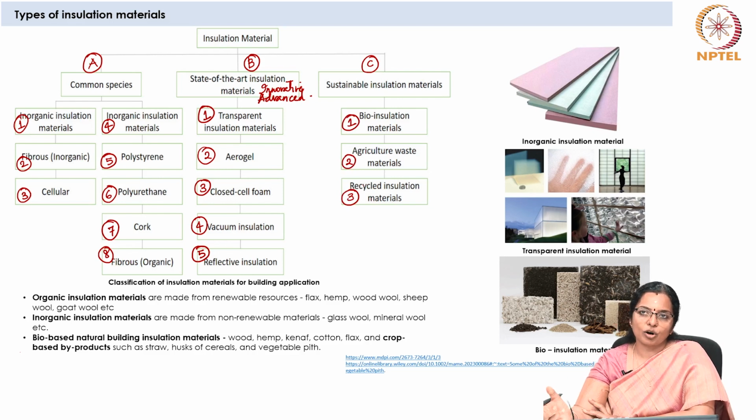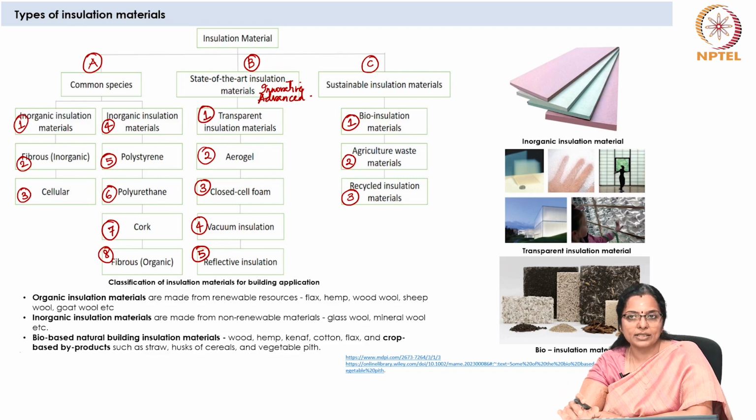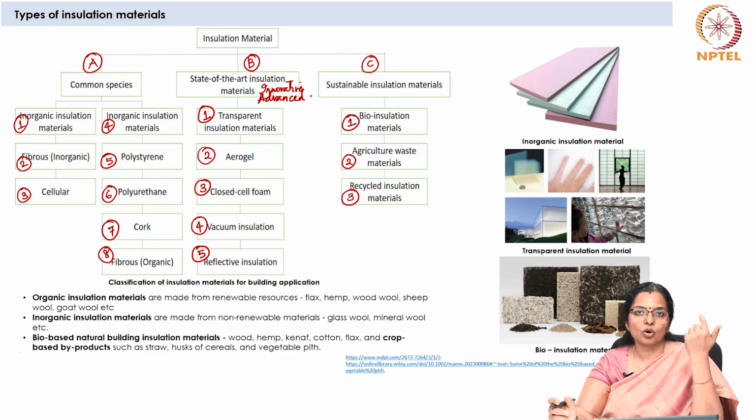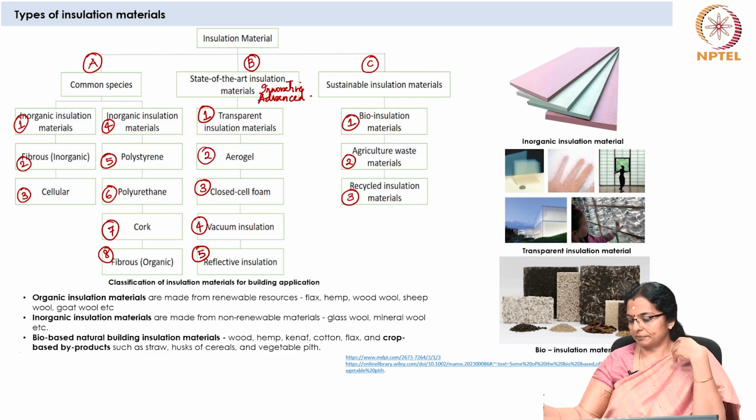So, materials from organic insulation include wood wool or flax or sheep wool, hemp, goat wool, and other renewable resources. Whereas non-renewable materials could be glass wool, mineral wool, and these are called inorganic insulating materials. Natural building materials are made from biomass including wood, hemp, cotton, flax, agricultural residues, straw, husk, rice husk, cereal husk, or vegetable pith.